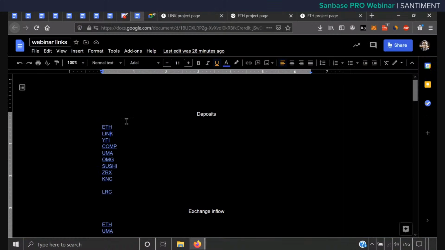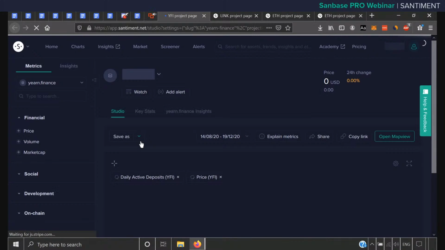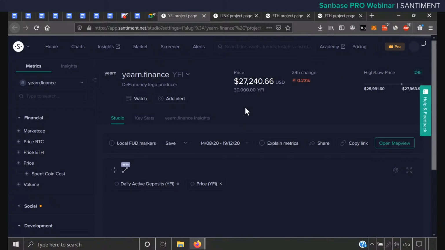So I'll show a few more examples, and Max, if you want to add anything else about daily deposits as I show some of these charts, feel free.